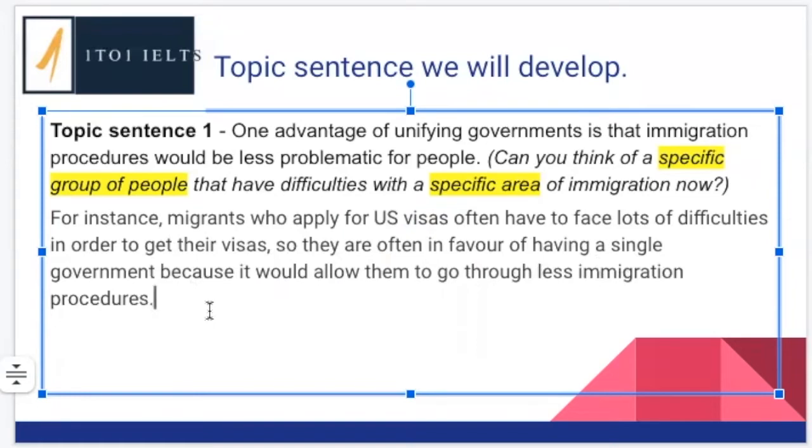What do we think policies goes through? No, again, the problem is this go through. So you don't go through a policy, you don't go through a rule. So you can go through a procedure, but you can't go through a rule. You could experience rules or face rules, I guess, or experience policies, but our whole collocation here is to go through and then here, procedures. Of the various options, I think this would be the best, go through less immigration procedures.